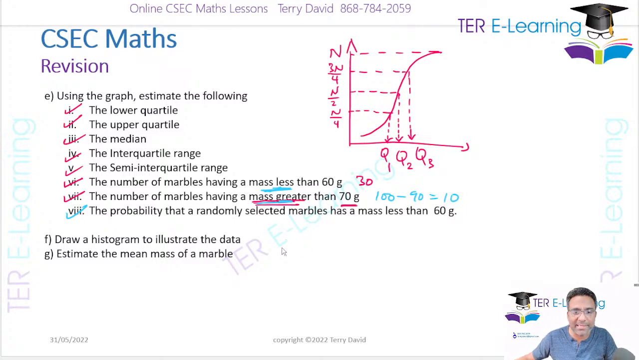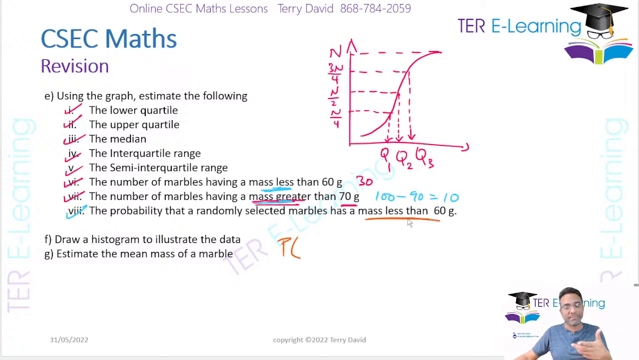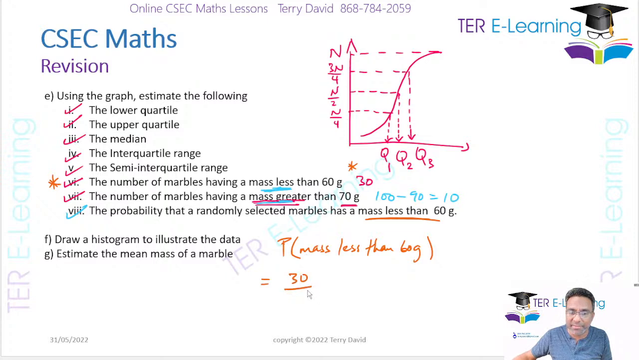So for this part 8 here, they want to know the probability that the mass, so you're selecting a marble. You have 100 marbles here and you're selecting a marble. So you want to select a marble that has a mass less than 60 grams. That's the probability we want to work out. So you already worked out in this part here that the number of marbles having a mass less than 60 is 30. So the probability is simply going to be 30 divided by the total number of marbles that we have, which is 100. So therefore the answer is going to be 3 over 10.